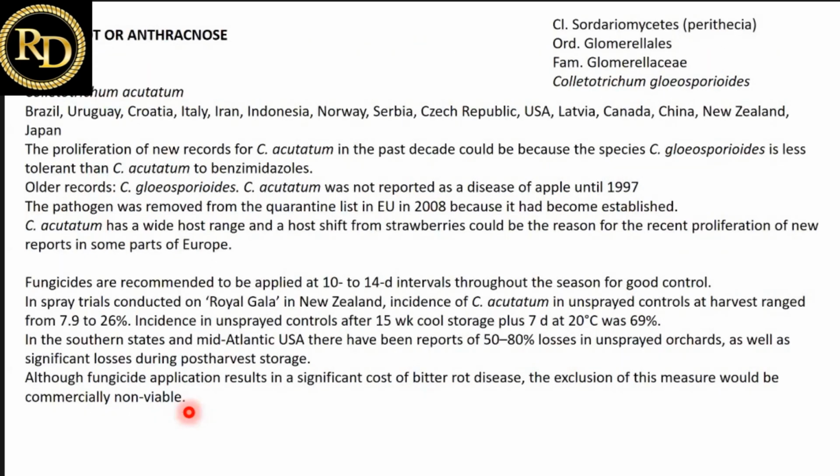Okay, I move now to another disease of apple. So you can see that in Italy we have a lot of diseases, and this is called bitter rot, or it is also called anthracnose. Anthracnose or bitter rot are caused by two main pathogens, which both are nowadays considered species complexes. One is Colletotrichum acutatum, and the other is Colletotrichum gloeosporioides.